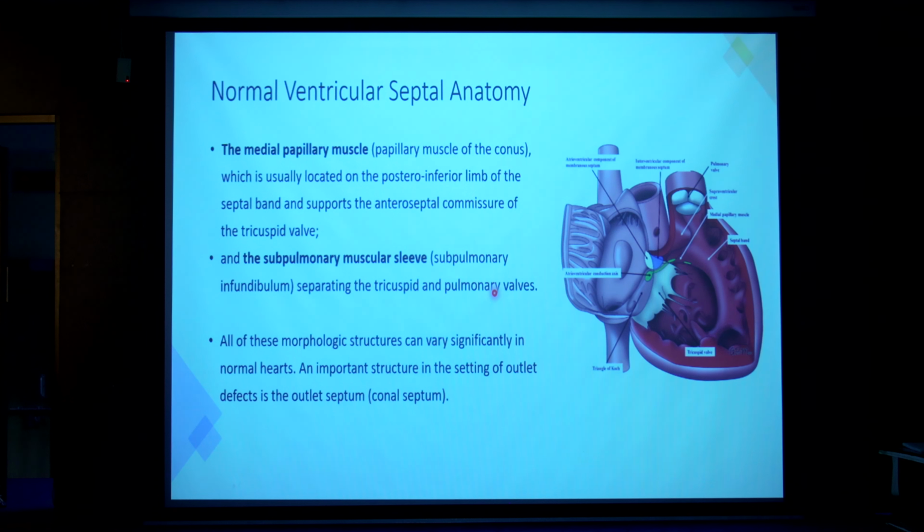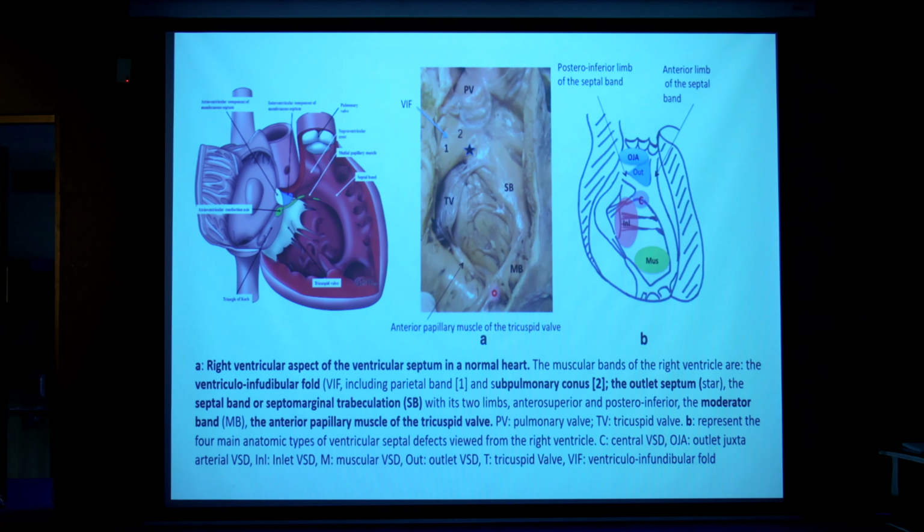All these morphologic structures can vary significantly even in normal hearts. An important structure in the setting of outlet defects is the outlet septum, that is the conal septum, which I showed you. This diagram shows the right ventricular aspect of the ventricular septum in the normal heart. The muscular bands on the right ventricle, as I told you earlier, are the ventriculoinfundibular fold, to which a parietal band, which usually arises from the conal septum, is attached. The conal septum is between these two limbs of the septomarginal trabeculation. That's also called the outlet septum.